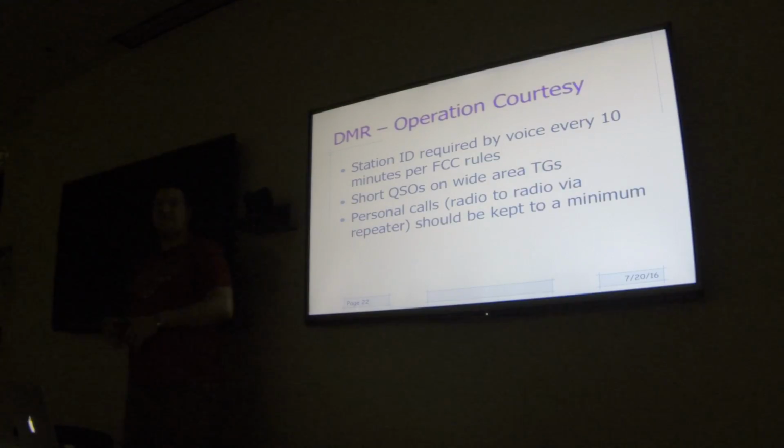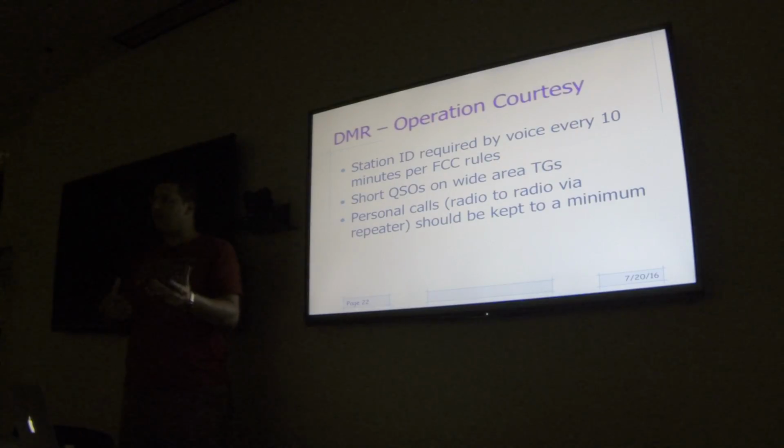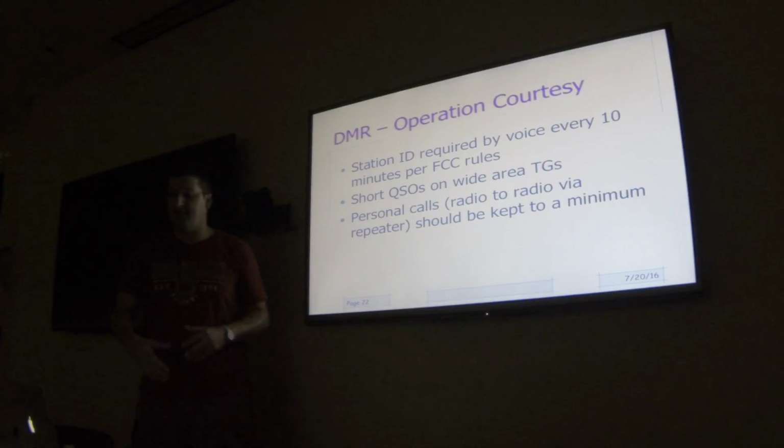Personal calls are not really in the spirit of amateur radio. They're doable. You can also send text messages over DMR, but sort of keep them to a minimum because you are tying up a repeater in a time slot to talk to someone else, or potentially somewhere else on another repeater in their time slot. So it is sort of a finite resource. It's a little bit more than other digital systems, but definitely is still a finite resource.